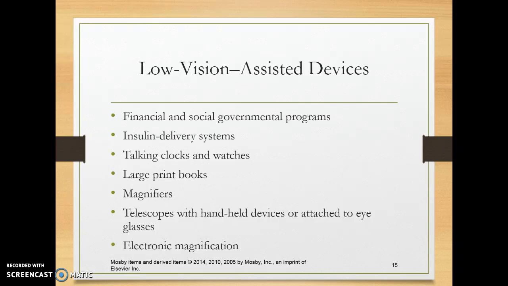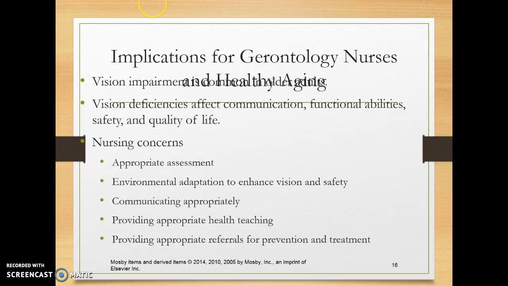And then, the different big face watches, but there's also talking clocks and watches. So these are things that we can help them with if they can't see well. These are the different assistive devices for our older population.